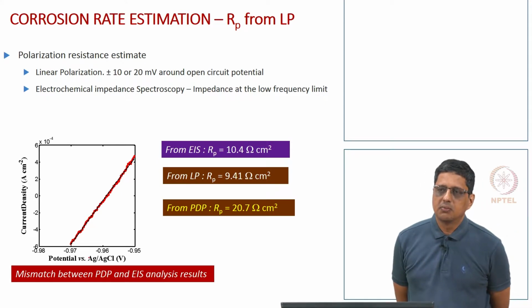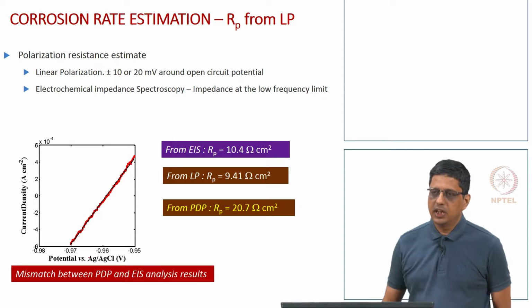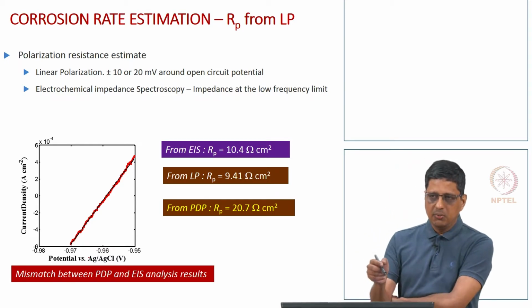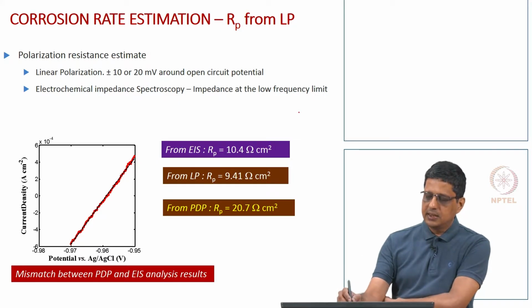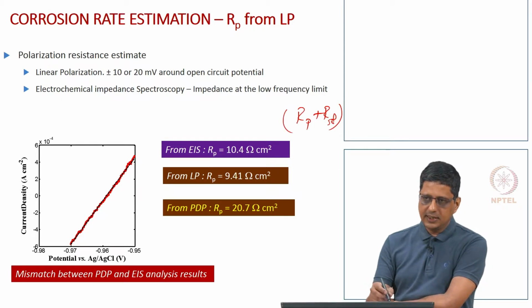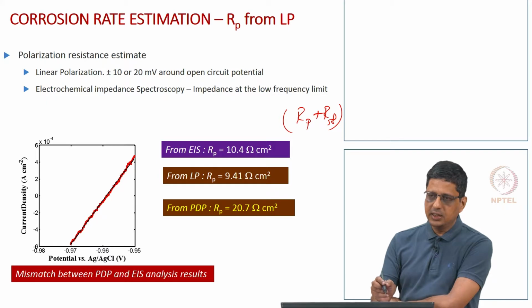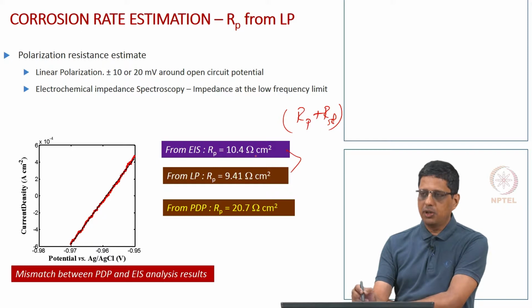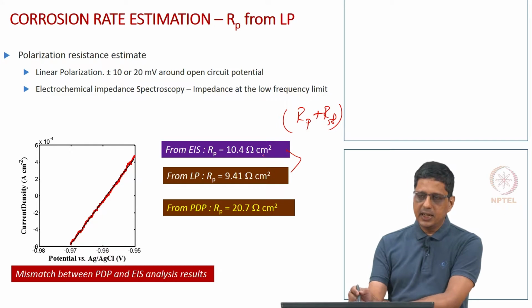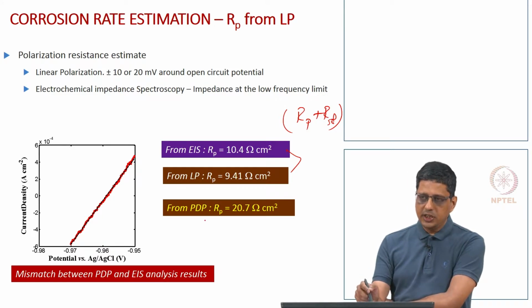First thing to note is polarization experiment analysis and the Tafel extrapolation, they all assume solution resistance is 0, but what you get out of this is Rp plus R solution. So, the polarization resistance in linear polarization comes out to be close to 9.5 ohms, which is sort of close to 10.4 ohms. So, between the EIS and linear polarization, one can say that the data is similar. Potential dynamic polarization gives you 21 ohms.